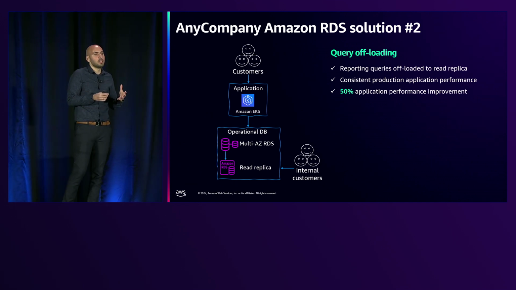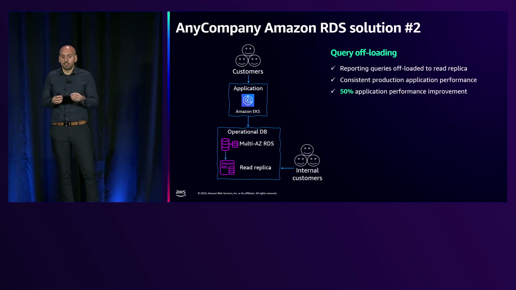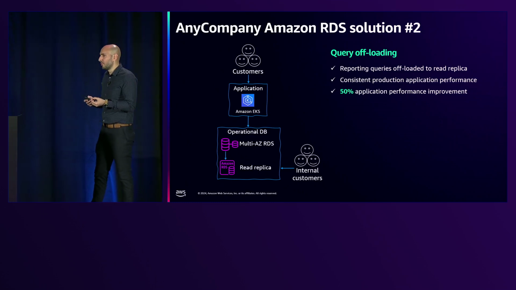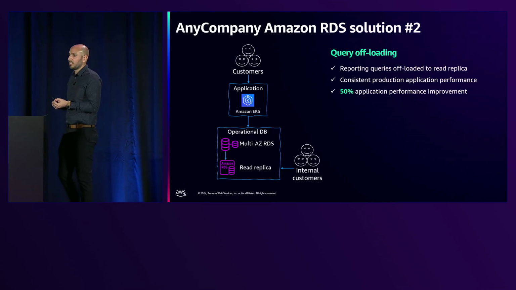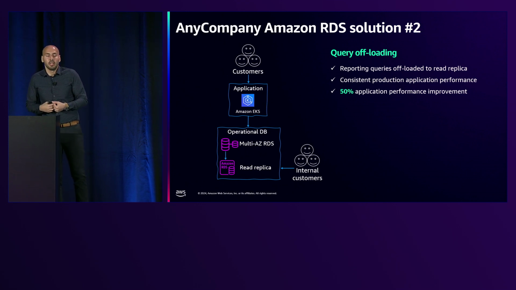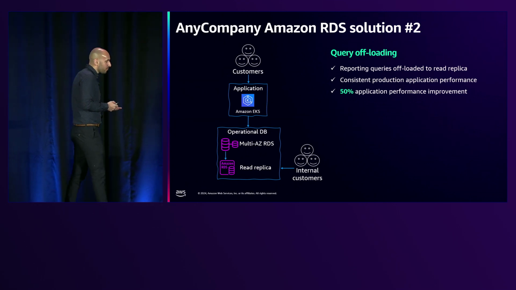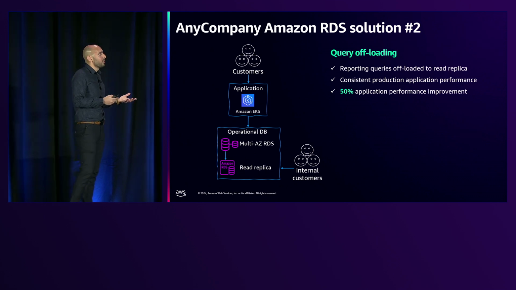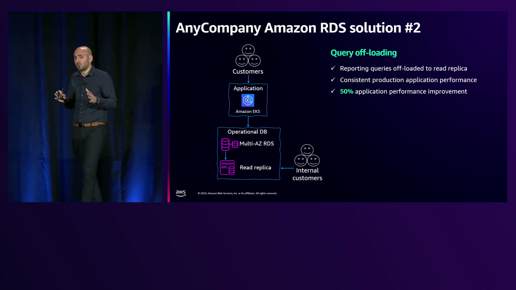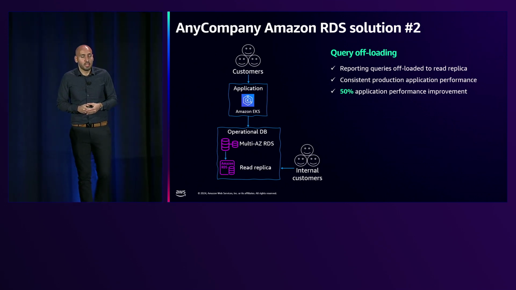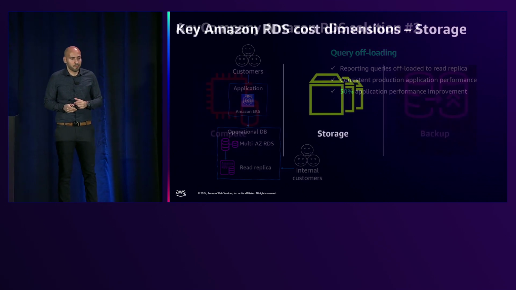And using that approach, they managed to achieve an overall 50% improvement in the core customer-facing application performance in the API, essentially. So this is a great way to see how using read replicas by offloading read-heavy queries, you can make sure that you eliminate noisy neighbors while allowing both to run smoothly.